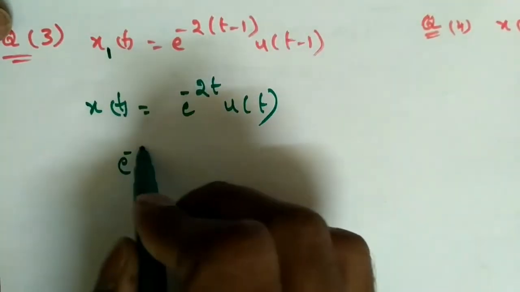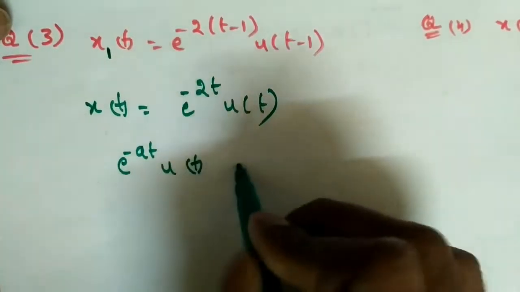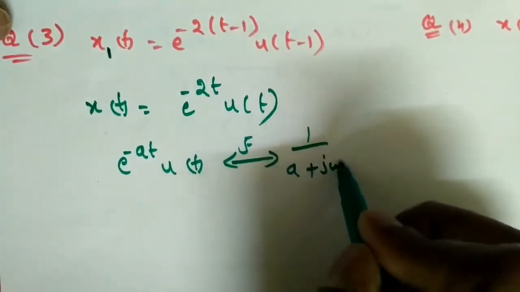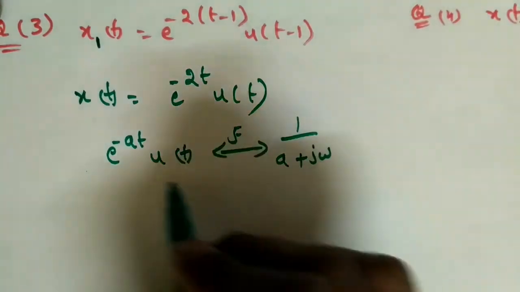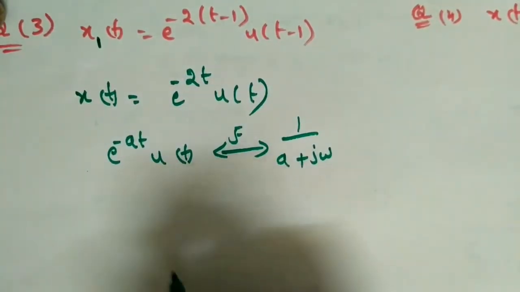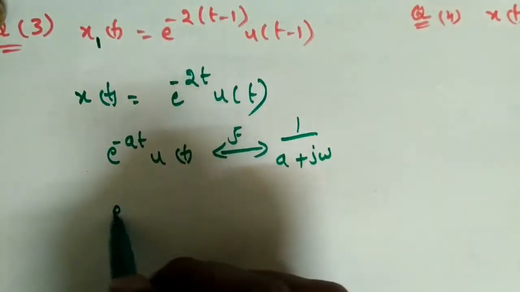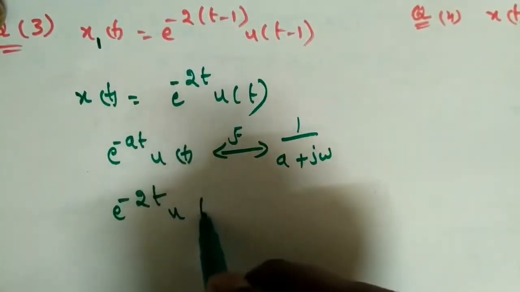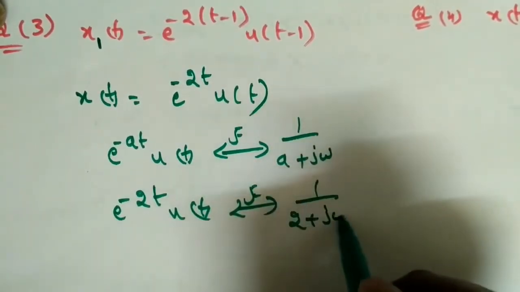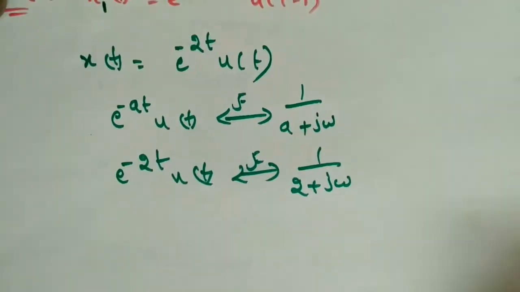We know that for e power minus at u of t, what is the Fourier transform? Simply 1 by a plus j omega, right? We have seen this is a basic signal, so we should remember this one, right? Now, in place of a, we are getting 2, so e power minus 2t u of t. So, what is the Fourier transform? 1 by 2 plus j omega. Now, we need to shift.